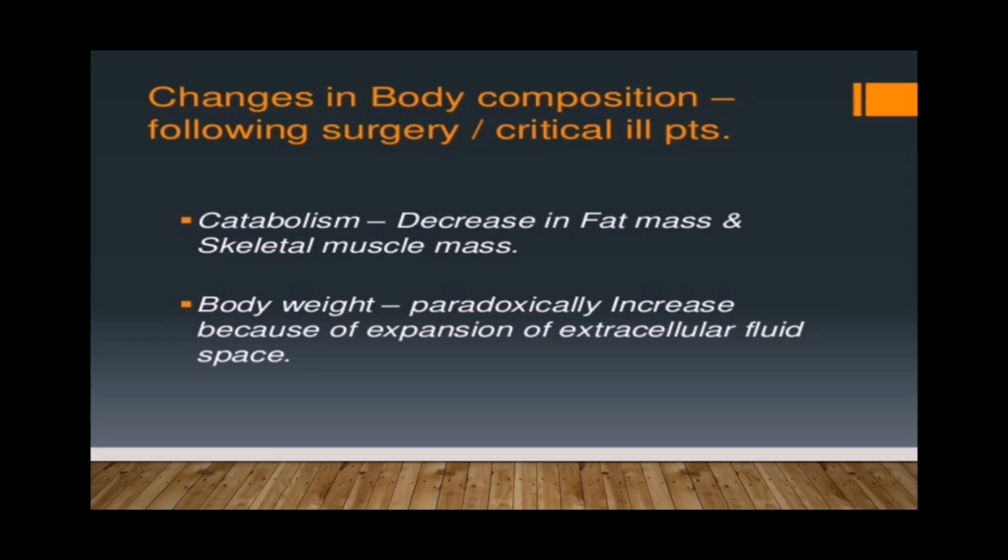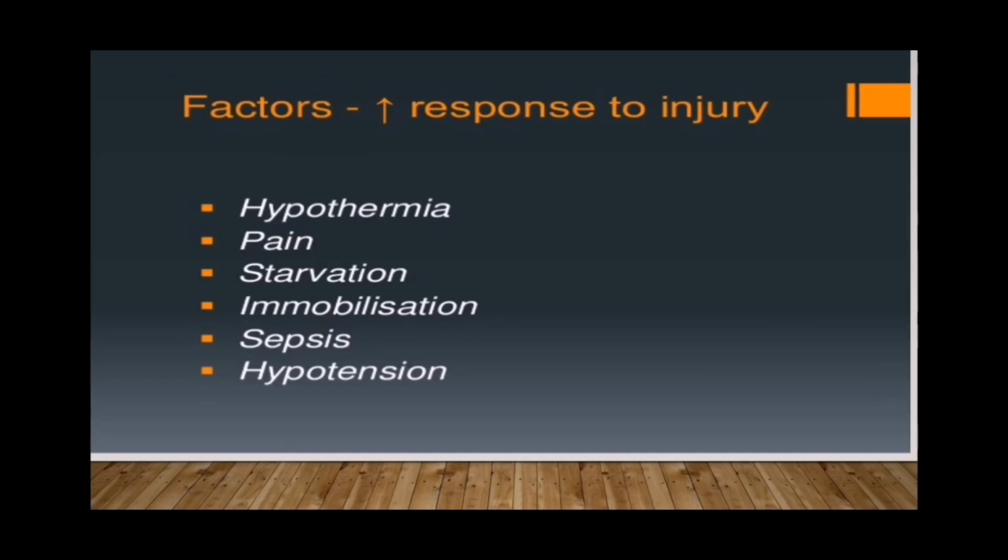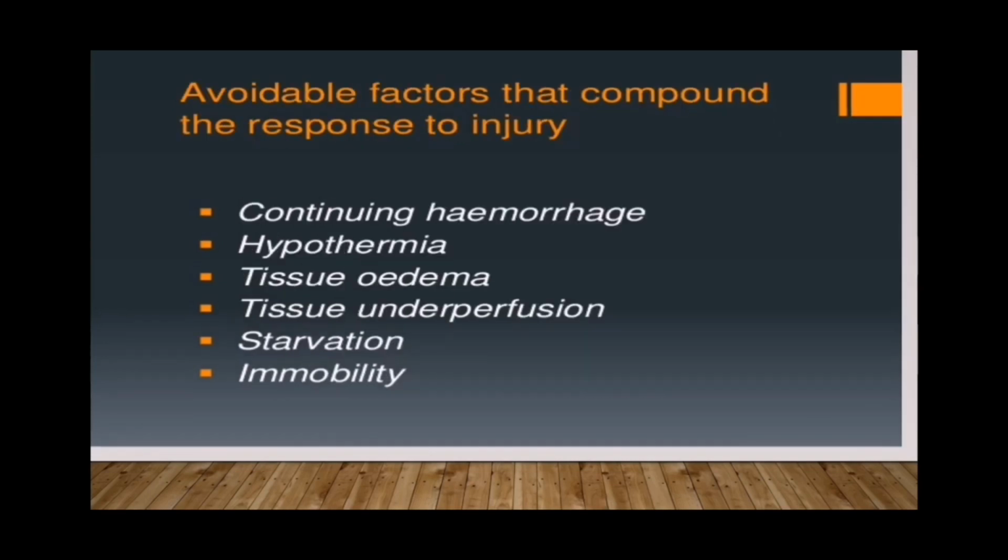Changes in body composition following surgery and in critically ill patients: catabolism, with decrease in fat mass and skeletal muscle mass, while body weight paradoxically increases because of expansion of extracellular fluid spaces. Factors which increase the response to injury: hypothermia, pain, starvation, immobilization, sepsis, hypotension. Avoidable factors that compound the response to injury are continuing hemorrhage, hypothermia, tissue edema, tissue underperfusion, starvation, immobility.